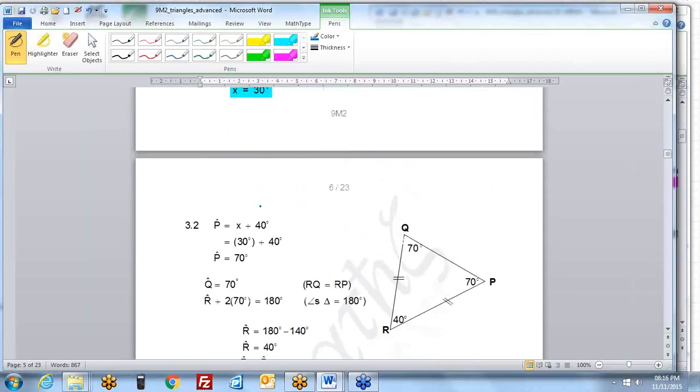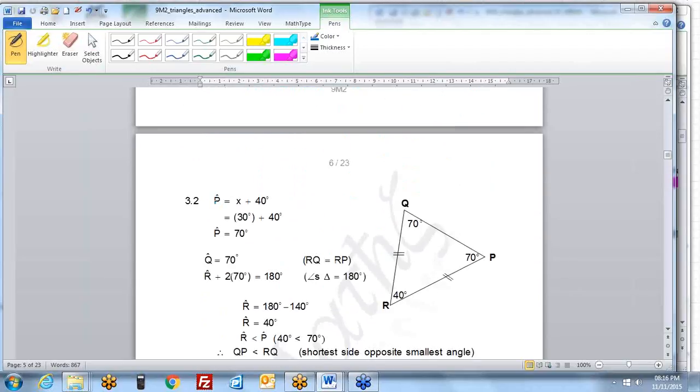But how do we write it down? You write down angle P equals x plus 40. You substitute x with 30 because that's the value of x, and you get angle P equals 70 degrees. Then you go to angle Q, you say angle Q equals 70 degrees, reason being RQ equals RP.